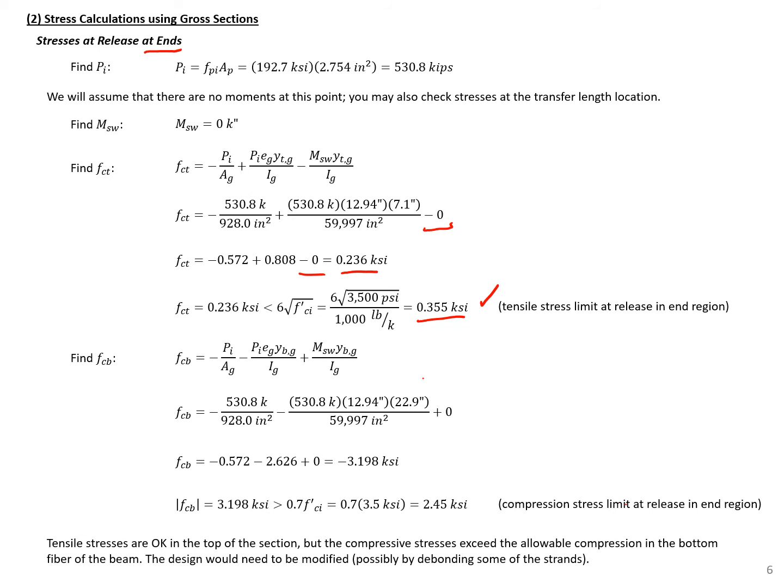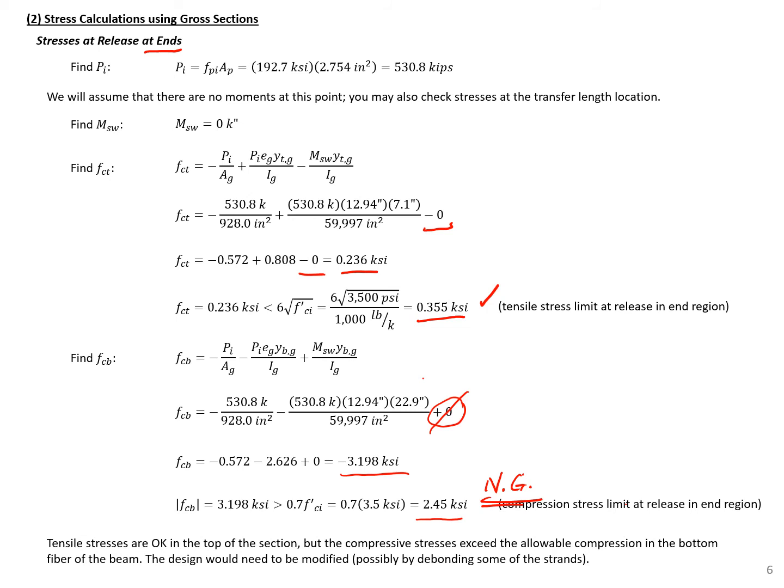We can do the same thing in compression, or sorry, at the bottom fiber. So adding together all of our components except no stress from our moments, we'll get a compression stress of about 3.2 KSI. We can compare this to our compressive stress limit and see that we're actually over our compression stress limit. So this is no good.